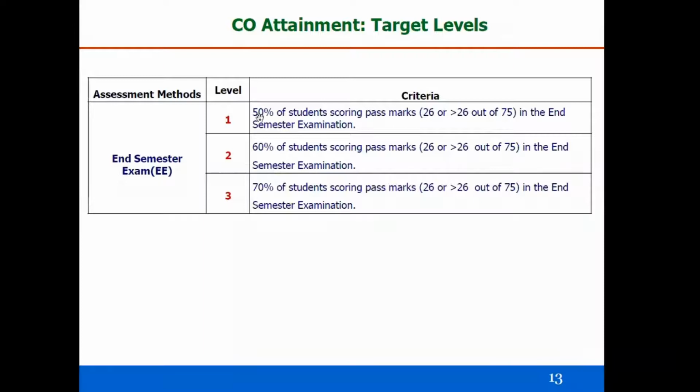So if the minimum percentage secured, the minimum pass marks are 60%, let us assume. Then 60 is level 1, then 70 is level 2, then 80 is level 3. Like that we have to customize. So these are all the levels for end examination.